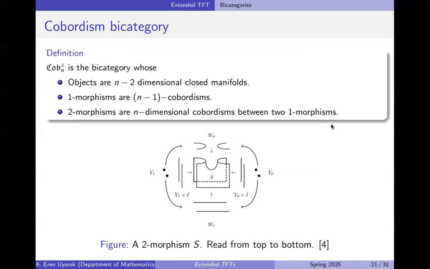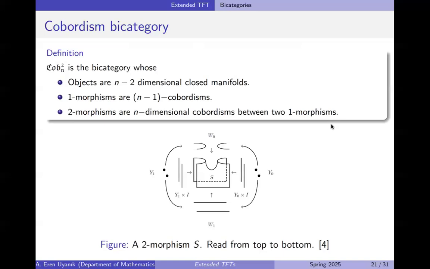It can be a manifold with boundaries. We have two cobordisms which are combined between one. Yes. So in the definition, a cobordism is a structure that binds two closed manifolds.